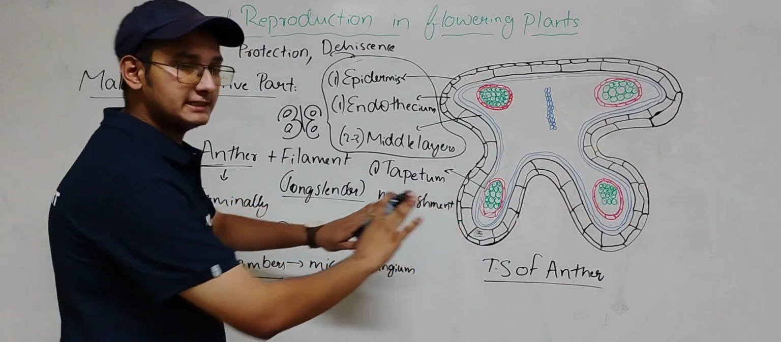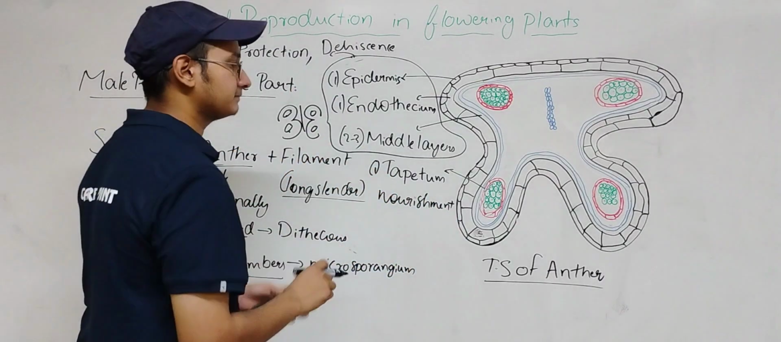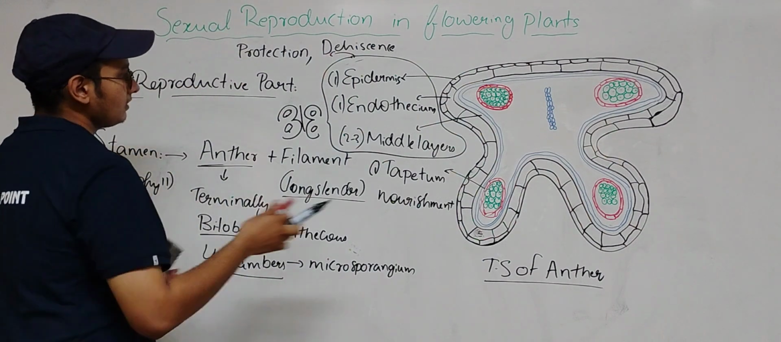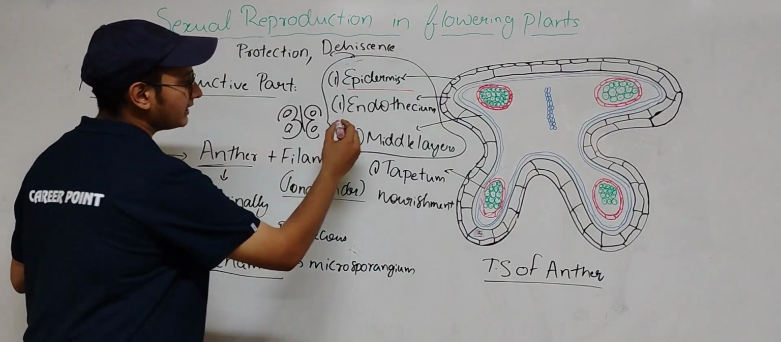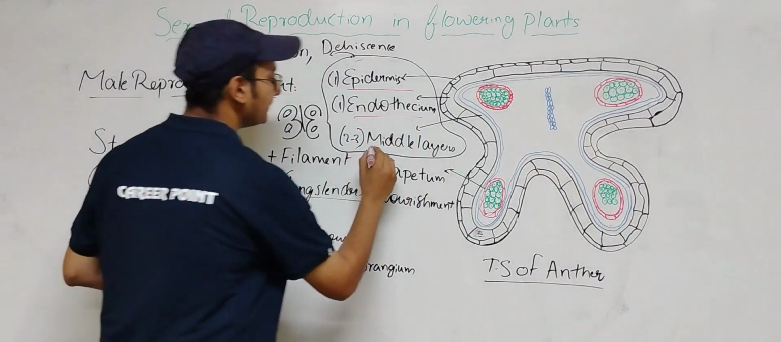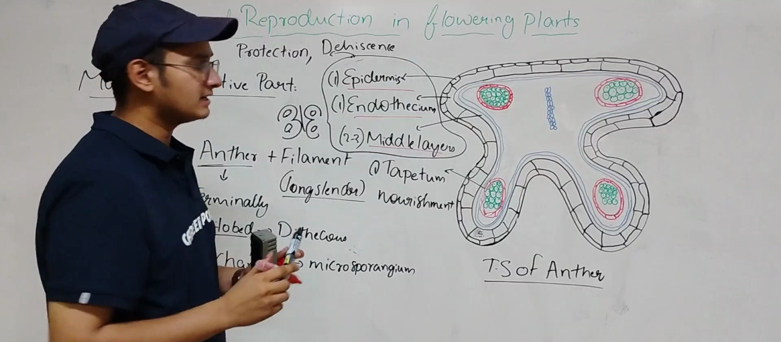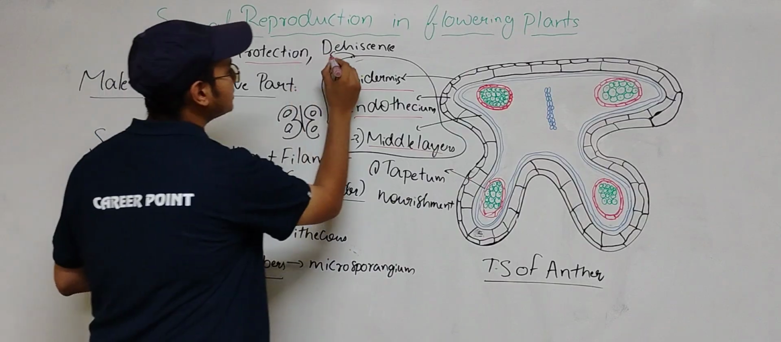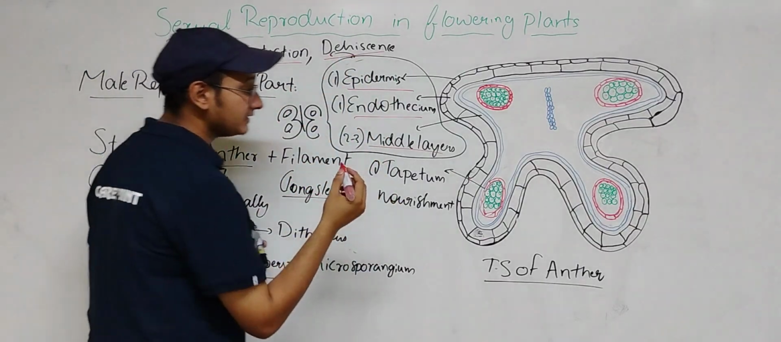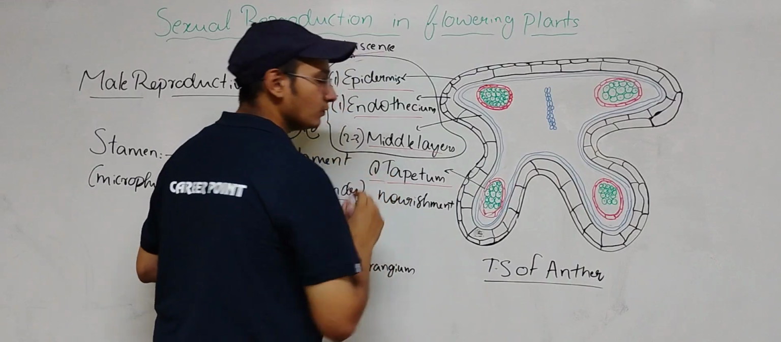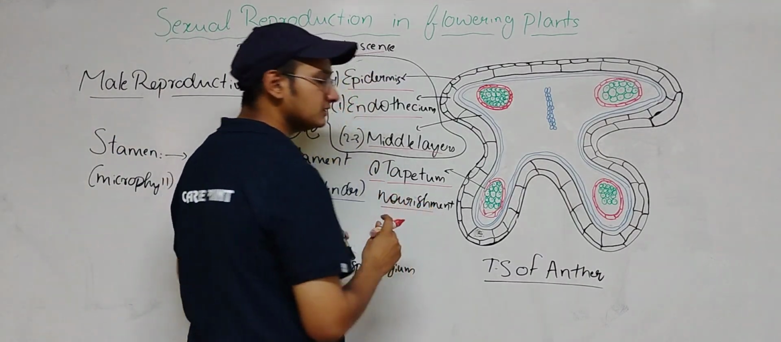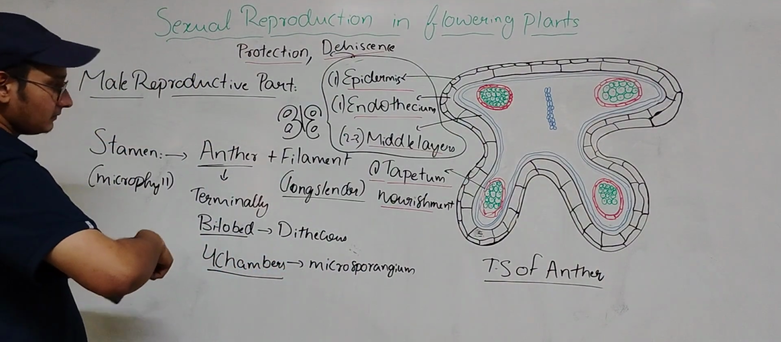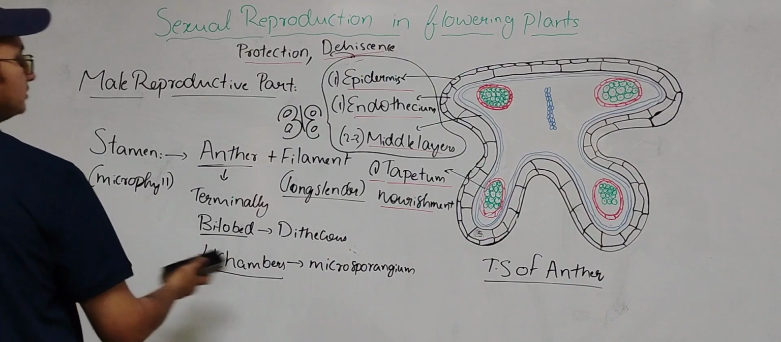So, this is the tiers of anther. It has 4 different layers. One is epidermis, which is a single layer, and endothecium, which is also a single layer, and middle layers, which are 2 to 3 in layers, made up of parenchymatous cells. All these layers are helpful in protection and dehiscence of pollen grains. But there is one more layer called tapetum, which is also one layer which helps in nourishment, which gives food materials and nutrients to the inner cells. So this is it for the anther.